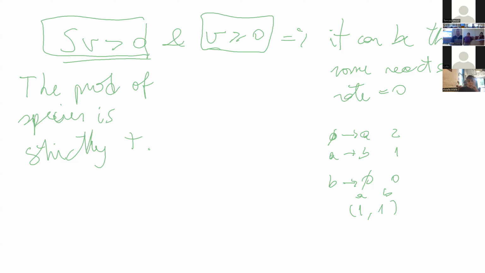But what would be the case in which you have an empty set producing A? Inflow.